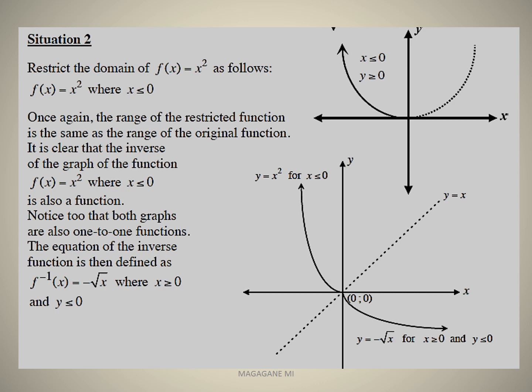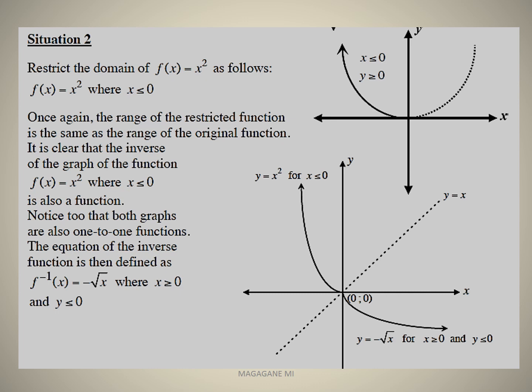In this situation, to restrict the domain, we only take the negative domain. So our x is less than or equal to 0. Don't forget that our range remains the same. We don't do anything to the range. Restrict the domain of f of x equals x squared as follows: f of x equals x squared, where x is less than or equal to 0. Once again, the range of the restricted function is the same as the range of the original function.